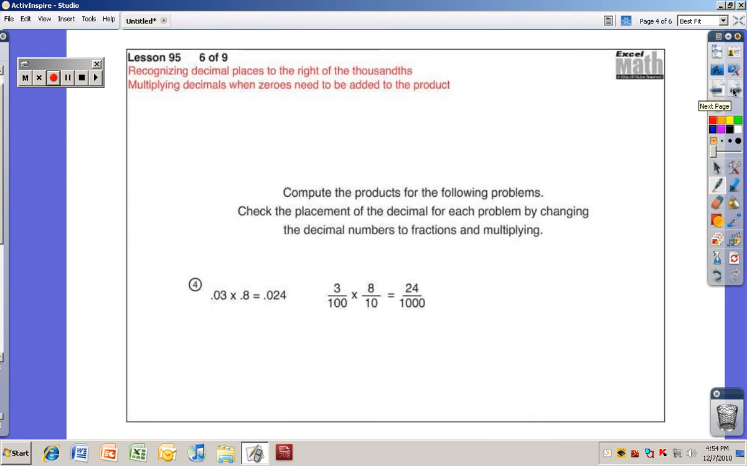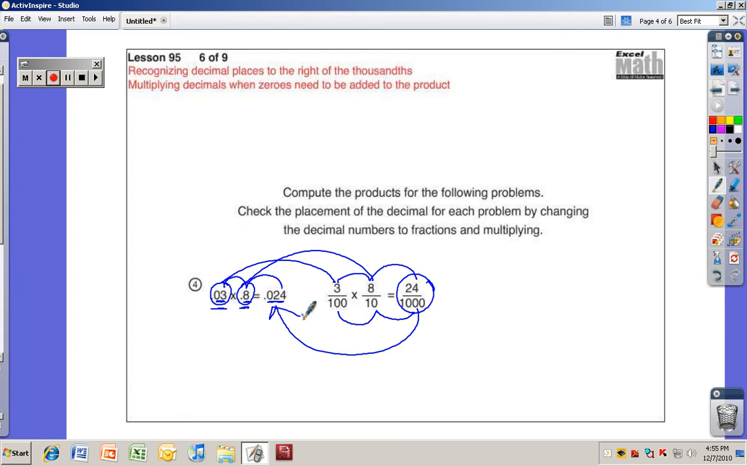All right, now let's try some of these. It says compute the products for the following problems. Check the placement of the decimal for each problem by changing the decimal numbers to fractions and multiplying. So number 4 is done for you. 0.03 times 0.8, you simply multiply 3 times 8, which is 24. 3 numbers on the right side of the decimal point, 0.024. How do we change it to fractions? This is 3/100. This is 8/10. 3 times 8 is 24. 100 times 10 is 1000. 24 thousandths.